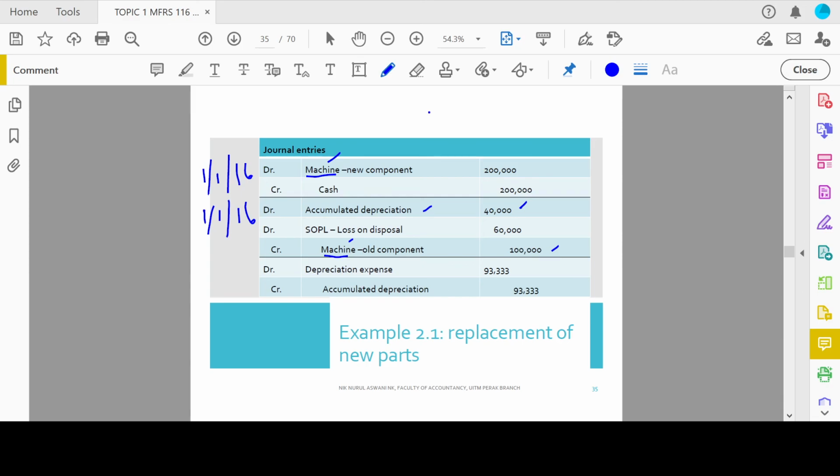And then if there is any difference between debit and credit, that amount would be either loss on disposal or gain on disposal. So in this case, it is loss on disposal. Why loss on disposal? Because we still have a balance of the carrying amount of old component, but the old component is already being derecognized. So we suffer loss on disposal, because the debit is less than credit.